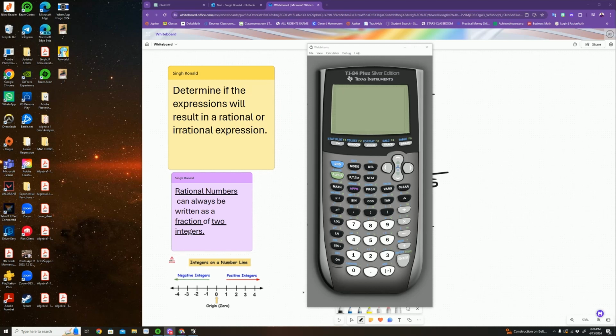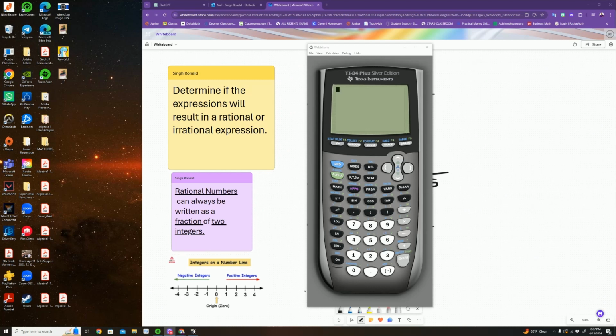If you look at this number line here, we see 0, 1, 2, 3, 4, and all of 1, 2, 3, 4, and anything above that are positive integers. If we go in the other direction, we have -1, -2, -3, -4. Those are negative integers. Integers don't have any decimals or any fractions. So we're just looking for positive or negative integers.